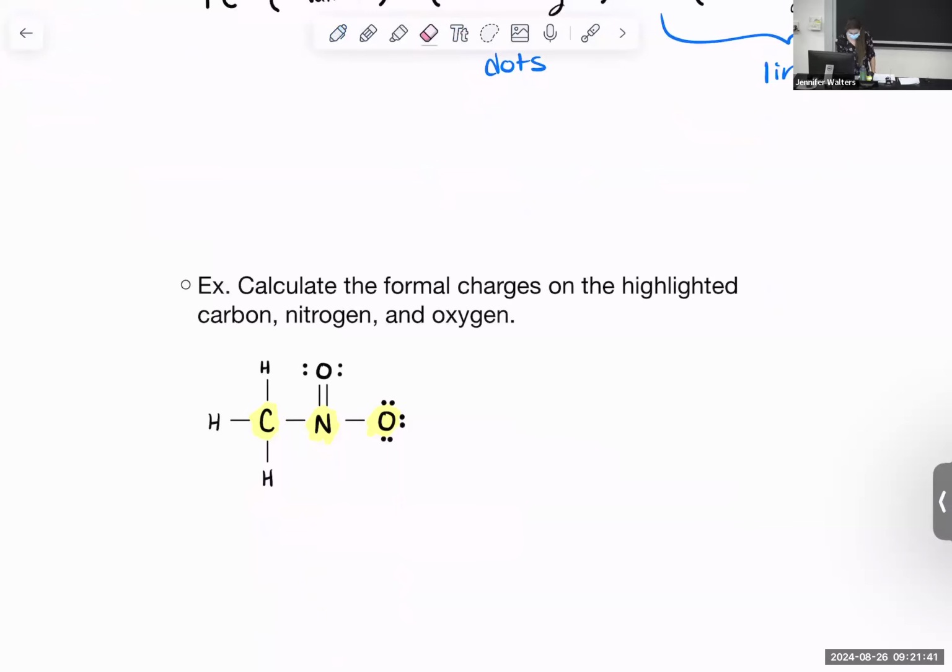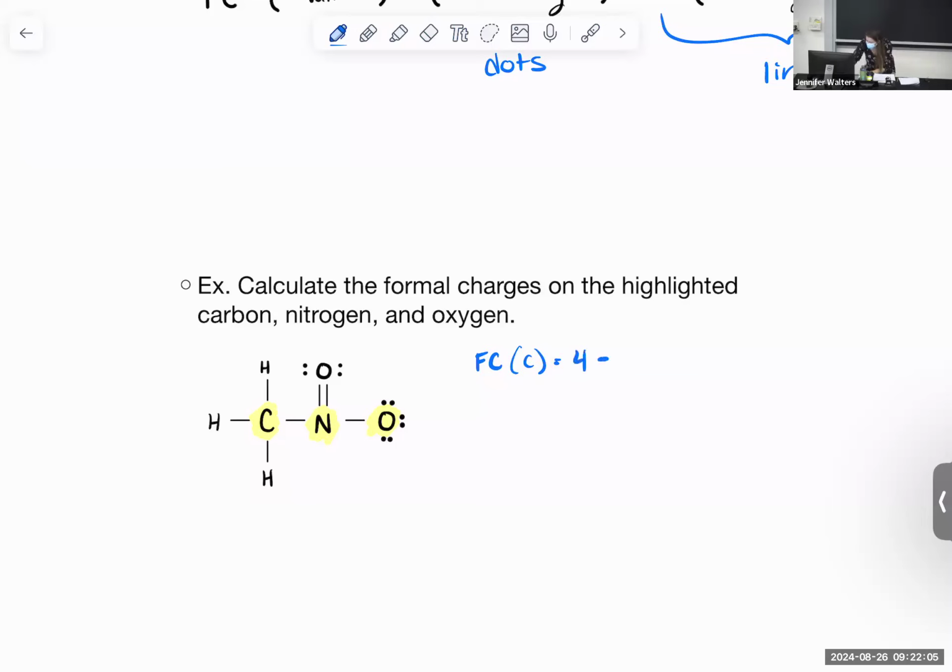So for example, if we're going to calculate the formal charge of carbon, how many valence electrons does carbon have? 4. How do I know? Look at the periodic table. You count across left to right, lithium 1, beryllium 2, boron 3, carbon 4, or you look at the fact that it's in group 14, that means it's going to have 4 valence electrons.